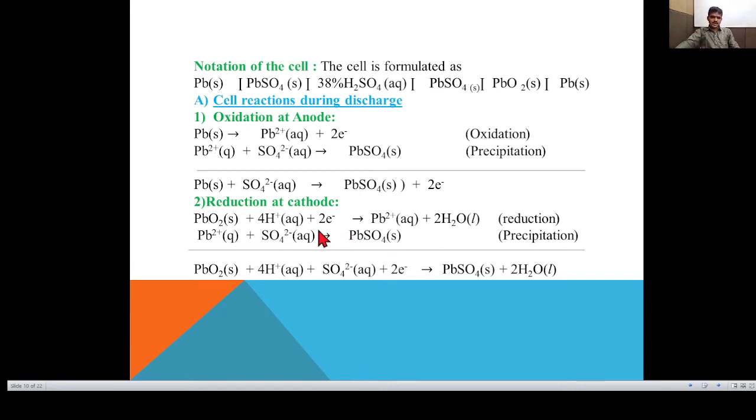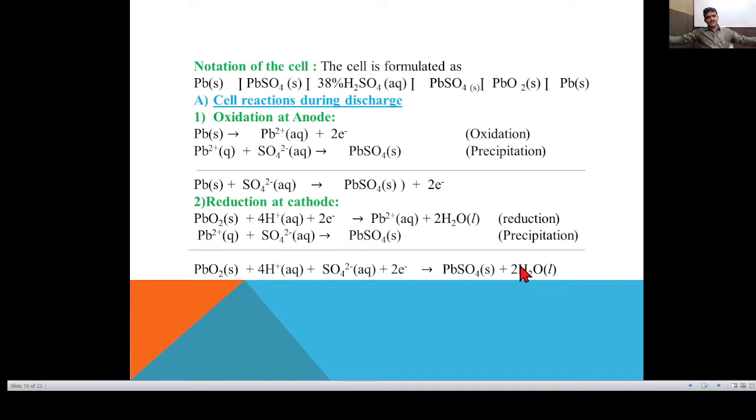Then what is the net cell reduction reaction? The Pb2+ ions cancel. What remains is PbO2 + 4H+ + SO4 2- + 2e- giving PbSO4 + 2H2O. This is the cell reaction during discharging.